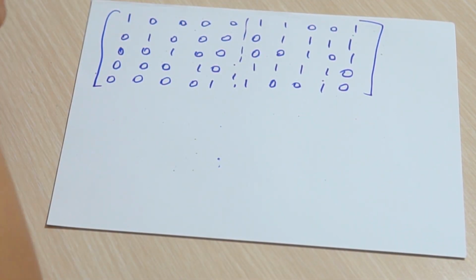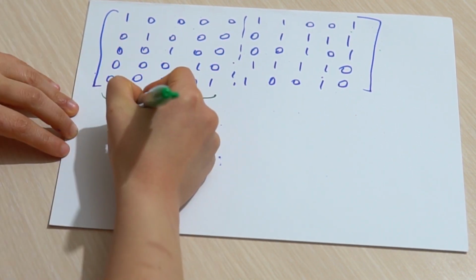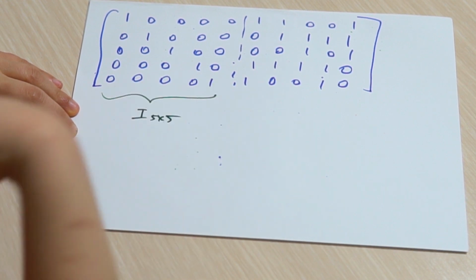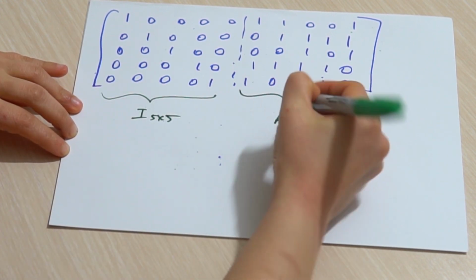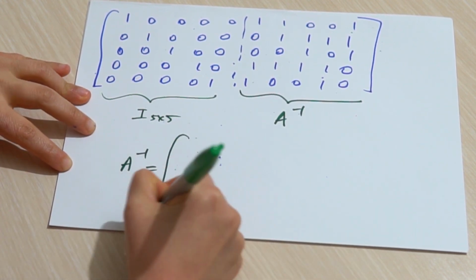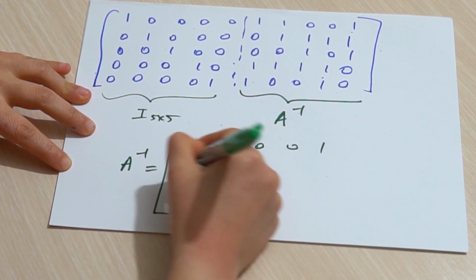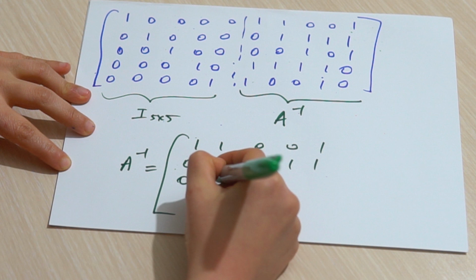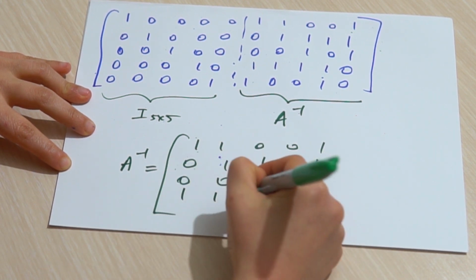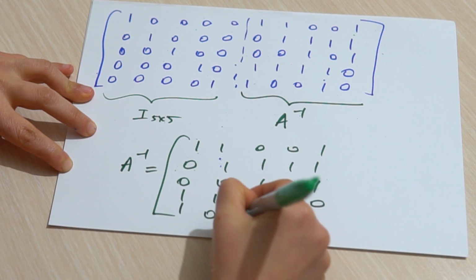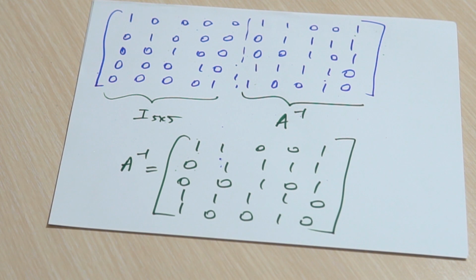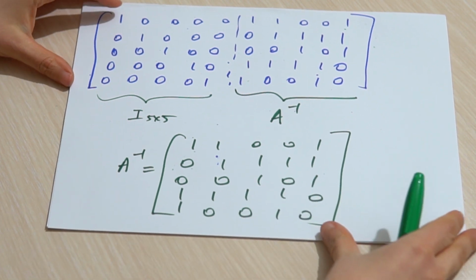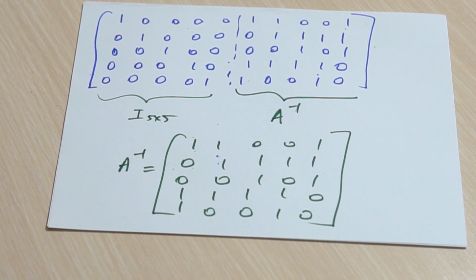So the augmented matrix becomes this form. Now this one is the identity 5 by 5, right? After the Gauss-Jordan method we reduce to identity 5 by 5. Then this should be the A inverse. So A inverse is equal to 1, 1, 0, 0, 1, 0, 1, 1, 1, 0, 0, 1, 0, 1, 1, 1, 1, 1, 0, 0, 1, 0. Since I have a lot of computation, I can have mistakes. Please check that.